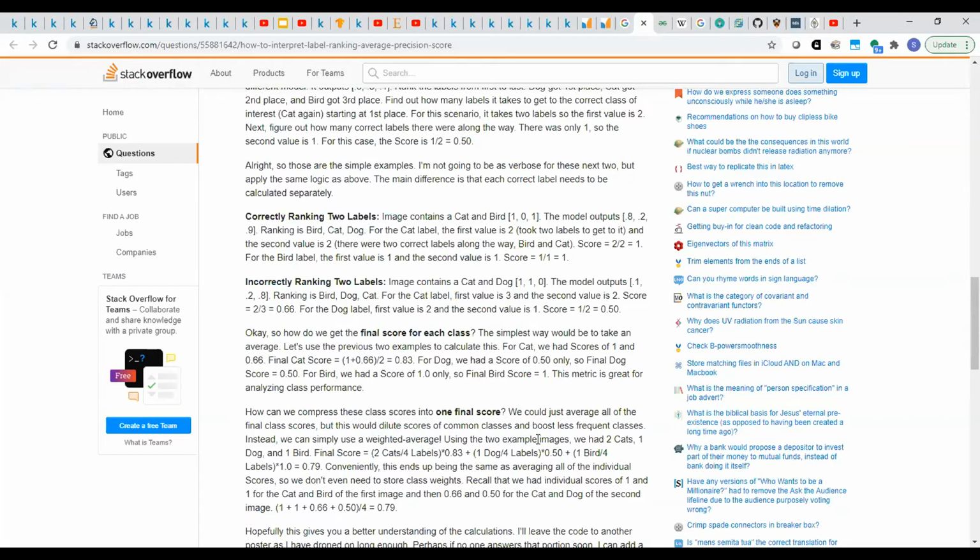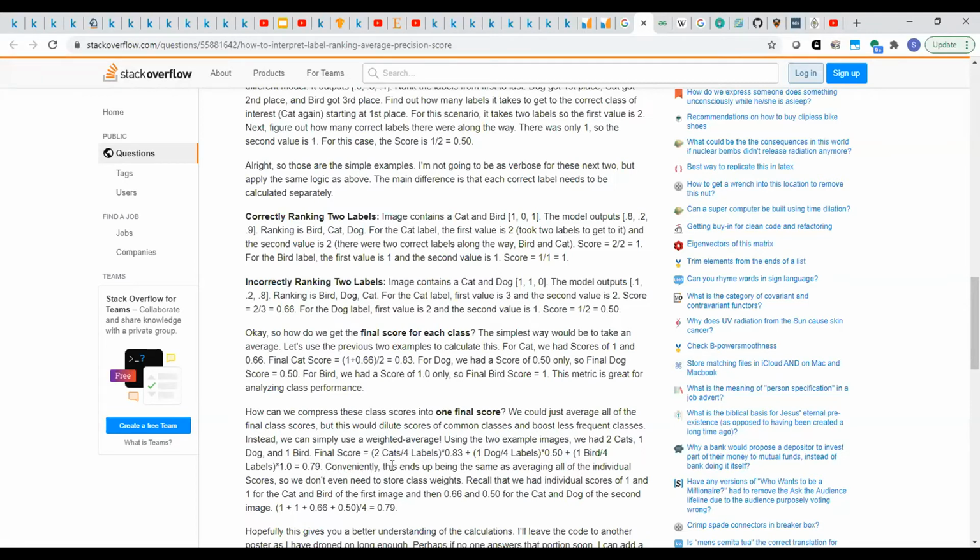So using the two example images, meaning the two samples, we now have 2 cats, 1 dog, 1 bird. So what we do is say 2 cats, and this is where the label weighted label rank comes in. So the label weighting is because we weight by the labels of the classes. So 2 cats, and the total of labels is, remember, 2 cats, 1 dog, 1 bird. So there is 4 labels total across the 2 samples, but there are 2 cats across the 2 samples. So you do 2 cats by 4 labels times 0.83, 1 dog by 4 labels times 0.5, and 1 bird by 4 labels times 1, which is 0.79.